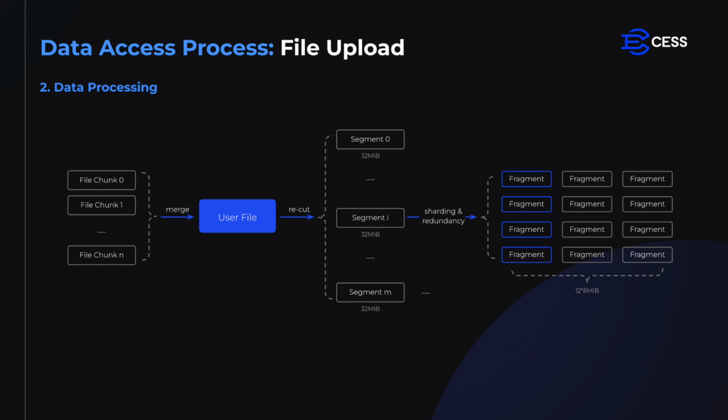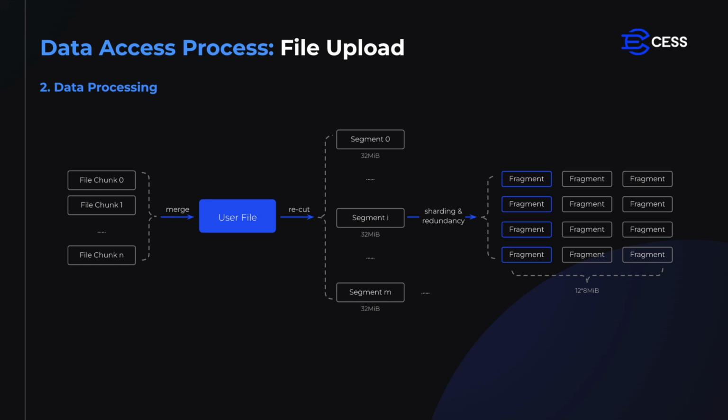These 12 fragments are then rearranged and used to calculate a unique file ID, or FID, which uniquely identifies the stored file. The metadata associated with the data, such as its size, name, number of segments, and number of fragments, is uploaded to the SES chain. This metadata forms what we refer to as a storage order, essentially logging all essential details about the file on the blockchain, ensuring a transparent and traceable record of the stored data.